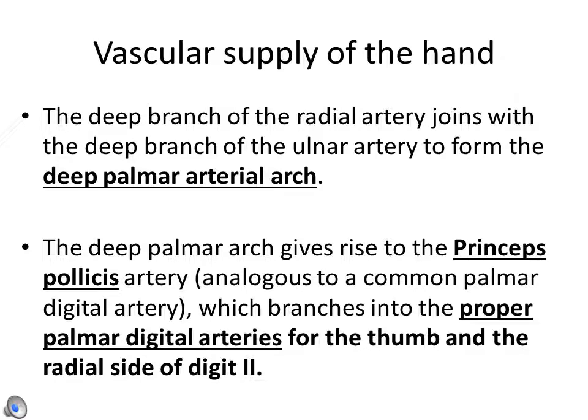The deep branch of the radial artery joins with the deep branch of the ulnar artery to form the deep palmar arterial arch. The deep palmar arterial arch gives rise to the princeps pollicis artery, which is similar to a common palmar digital artery, which then branches into the proper palmar digital arteries for the thumb and the radial side of digit 2.